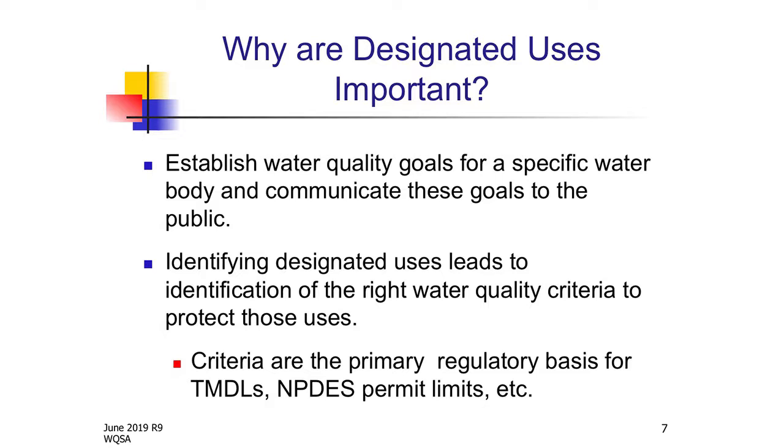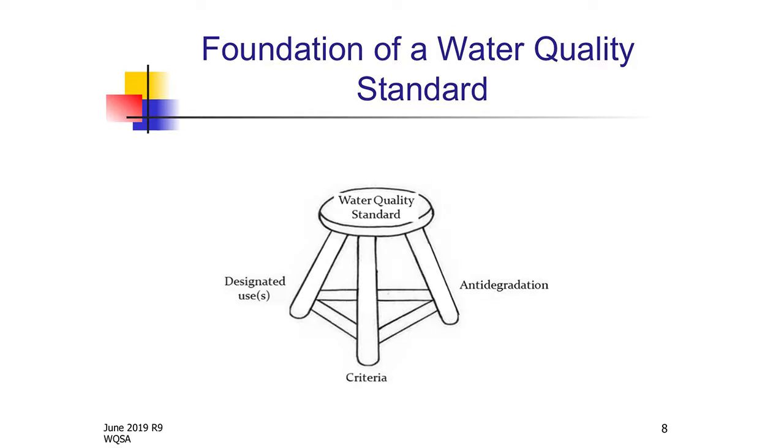Getting the right criteria in place is important because criteria form the basis for other water quality tools, such as setting NPDES permit limits and creating TMDLs. So you get the right designated use, and that's necessary to choose the right criteria and then to get the correct water quality tools in place. So here we have the three-legged stool of water quality standards again: designated uses, the criteria that help protect designated uses, and then anti-degradation.